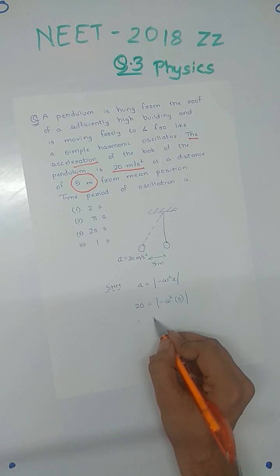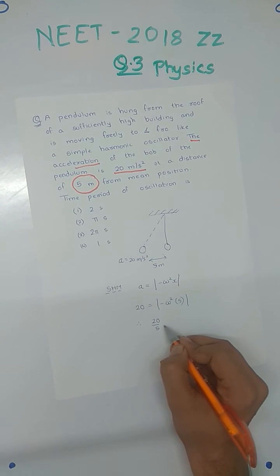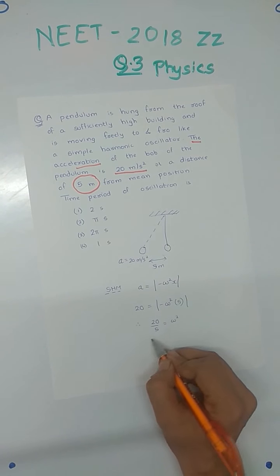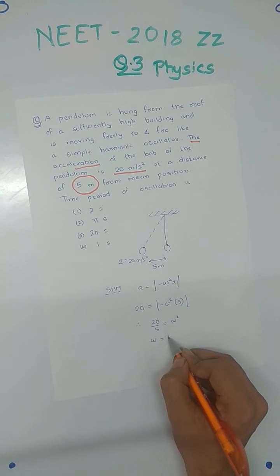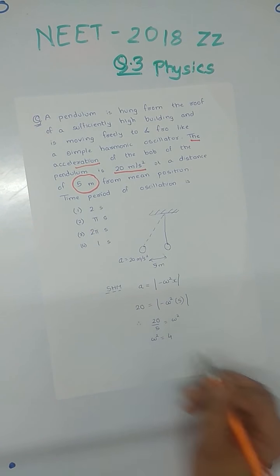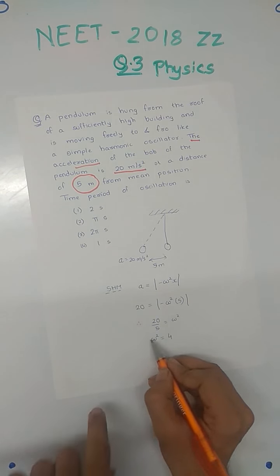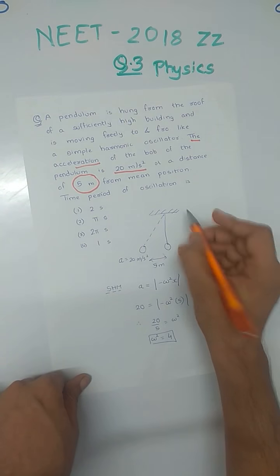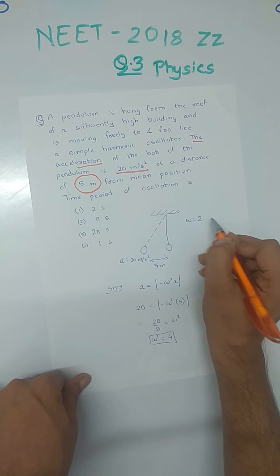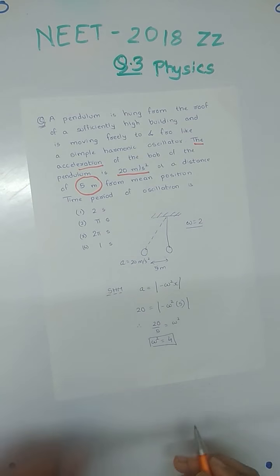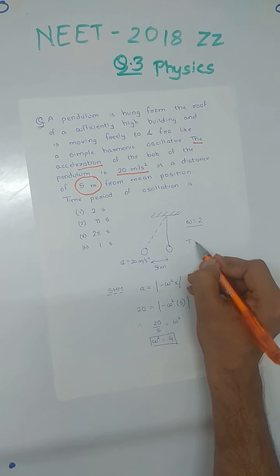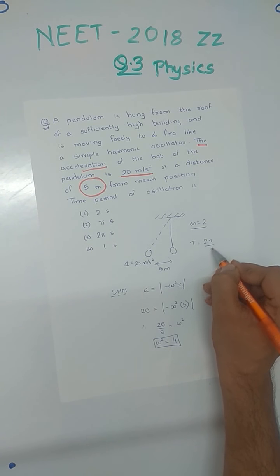So finally this is nothing but 20 by 5 equal to omega square. So omega square equal to 4. So since you have got omega square equal to 4, that is nothing but omega is equal to 2. Now time period is nothing but T is equal to 2 pi by omega.